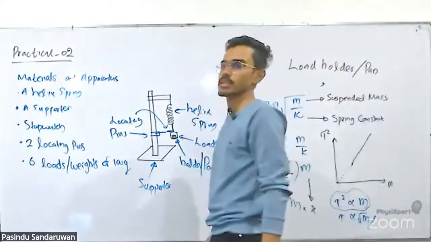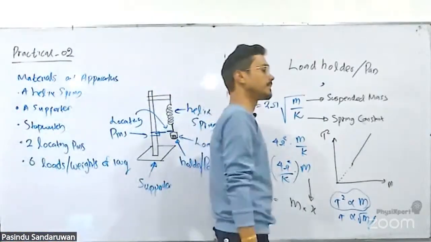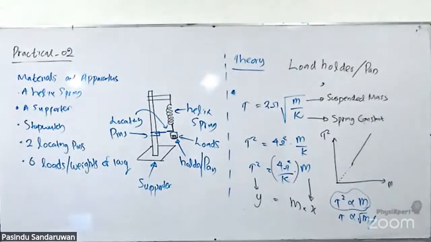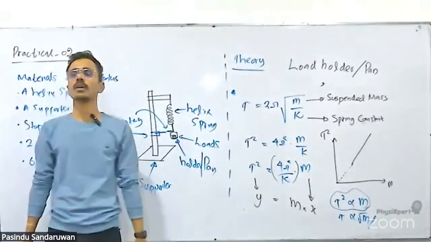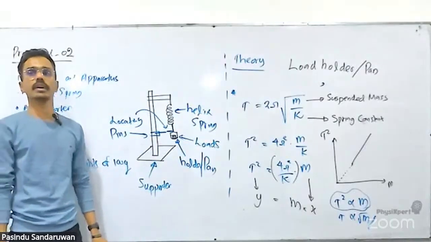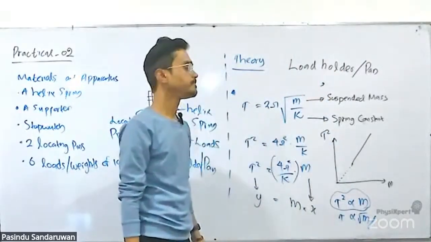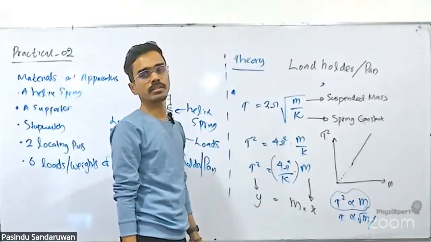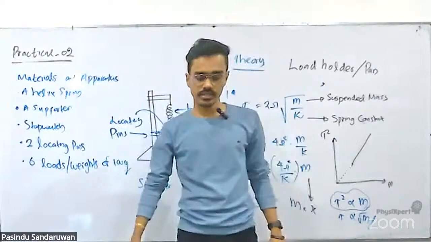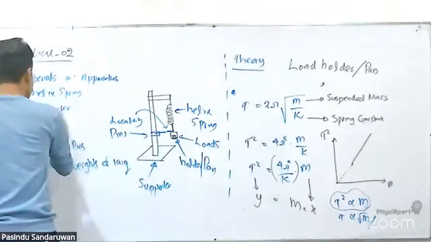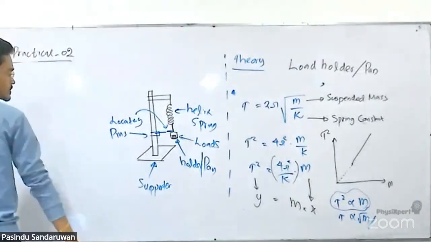Next point, repeat the experiment, adding 100-gram weights one by one, and record mass and periodic time in the following table.